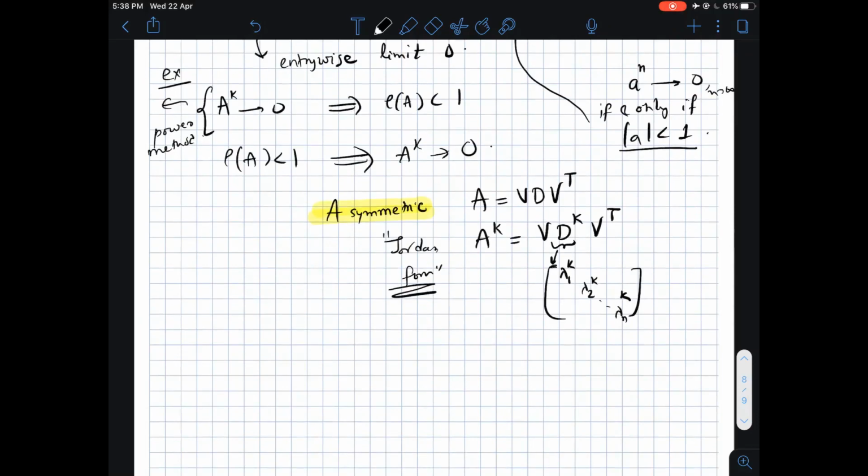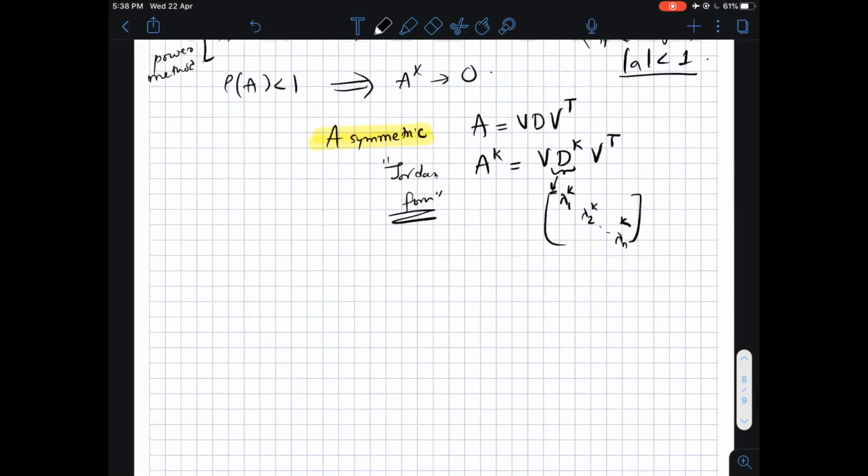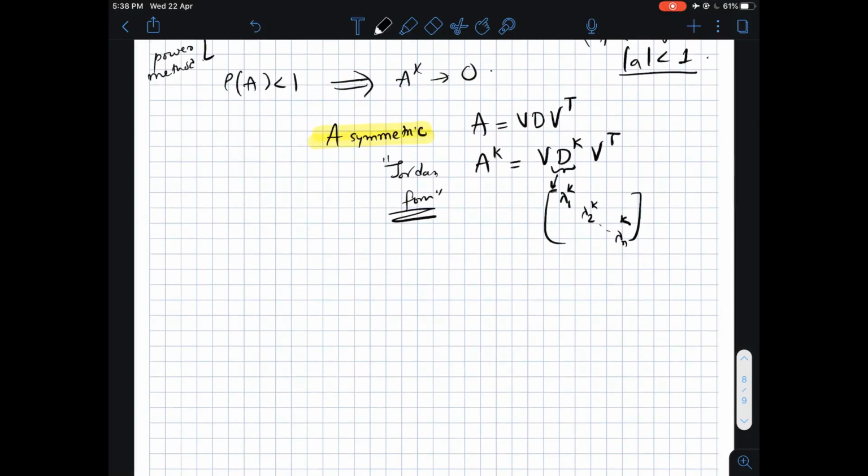So I'm going to skip it. Once we do Jordan form, we can actually revisit this and prove it even when A is not symmetric. Okay. So as I said, this is one of the key ideas where spectral radius comes in, right?